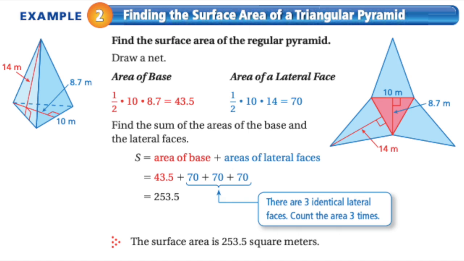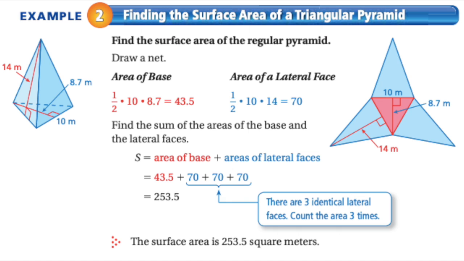Again, the work is done for you. 1/2 times 10 times 8.7 is equal to 43.5. That again is that pink triangle. We also need to find the area of the lateral faces, so the other three triangles that make up this pyramid. And so you can see there that the slant height is 14.